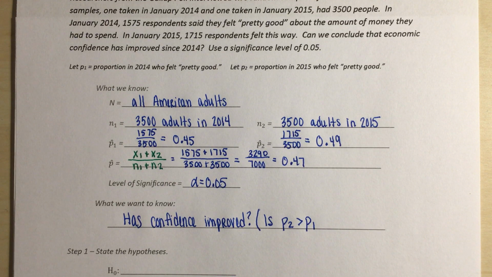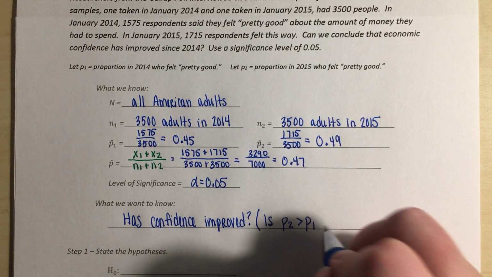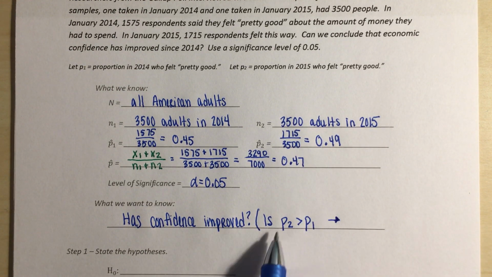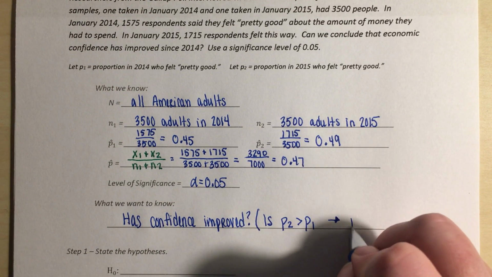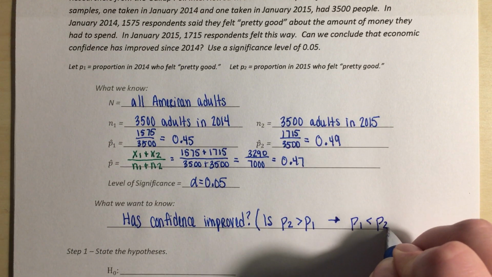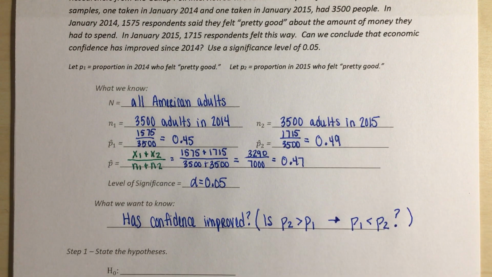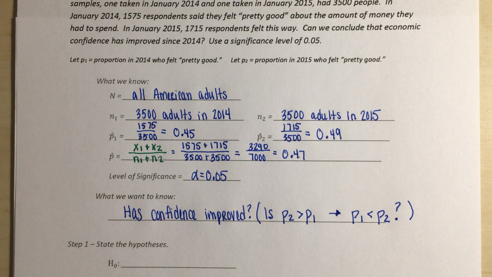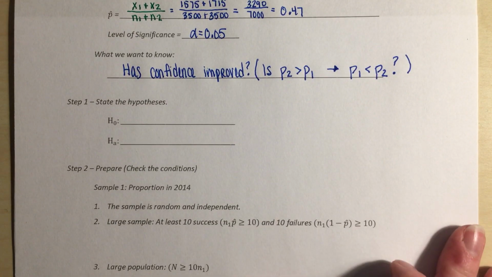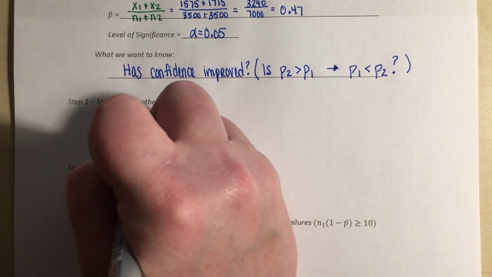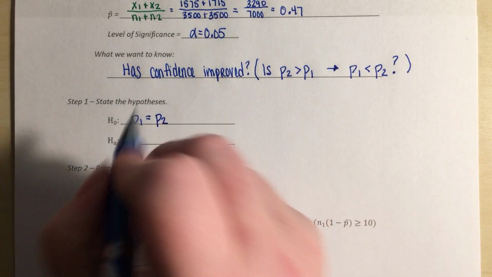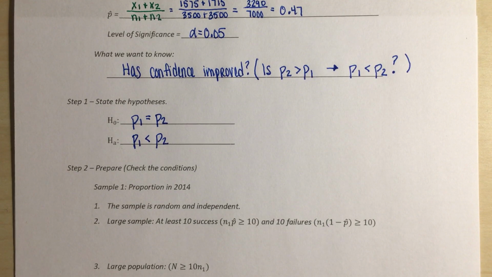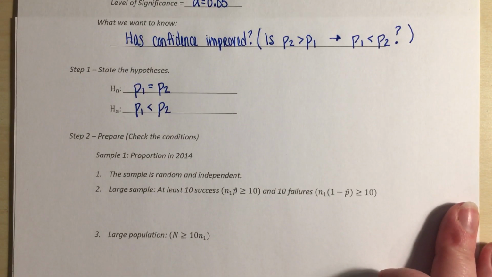But when we write our statements in our hypothesis test in StatCrunch and in our hypotheses, P1 should always come first. So if P2 is bigger than P1, if we flip that around, that means P1 is less than P2. Slightly tricky, just a little bit different with the greater than or less than. We need to make sure we have them going in the correct direction. So our null hypothesis is that P1 equals P2, and our alternative hypothesis, from switching that inequality around, is that P1 is less than P2.